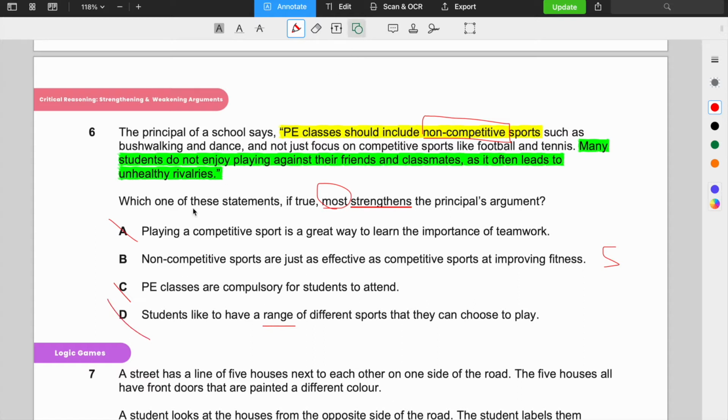So that's why B is the best answer, because it is the most specific in supporting the principal's main conclusion. So always identify the main conclusion. It makes everything a whole lot easier. And also underline any keywords. In this instance, it would be non-competitive sports.